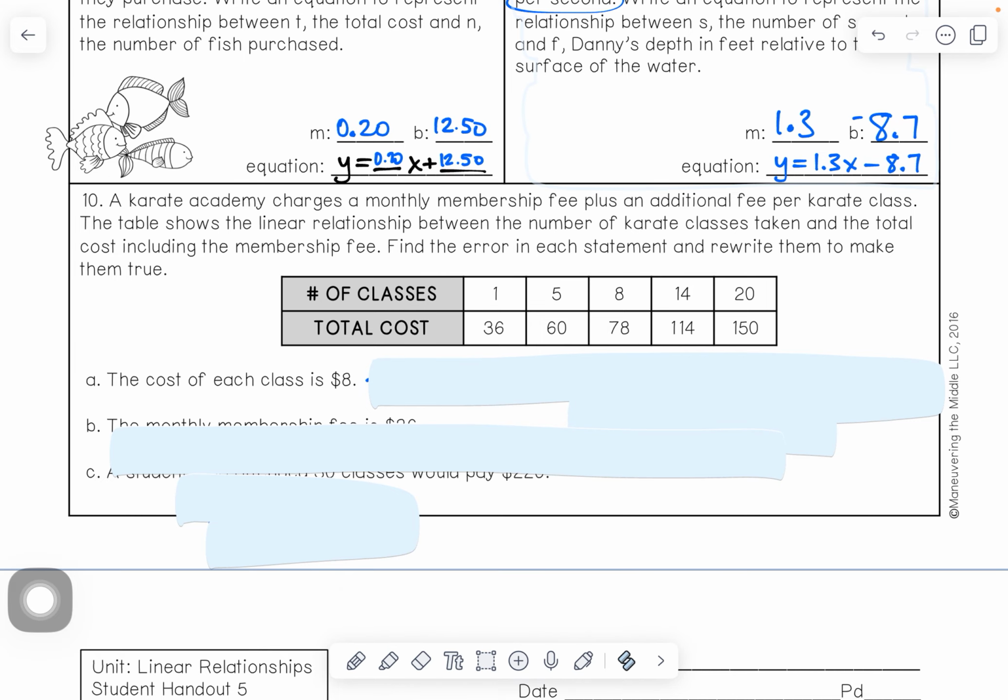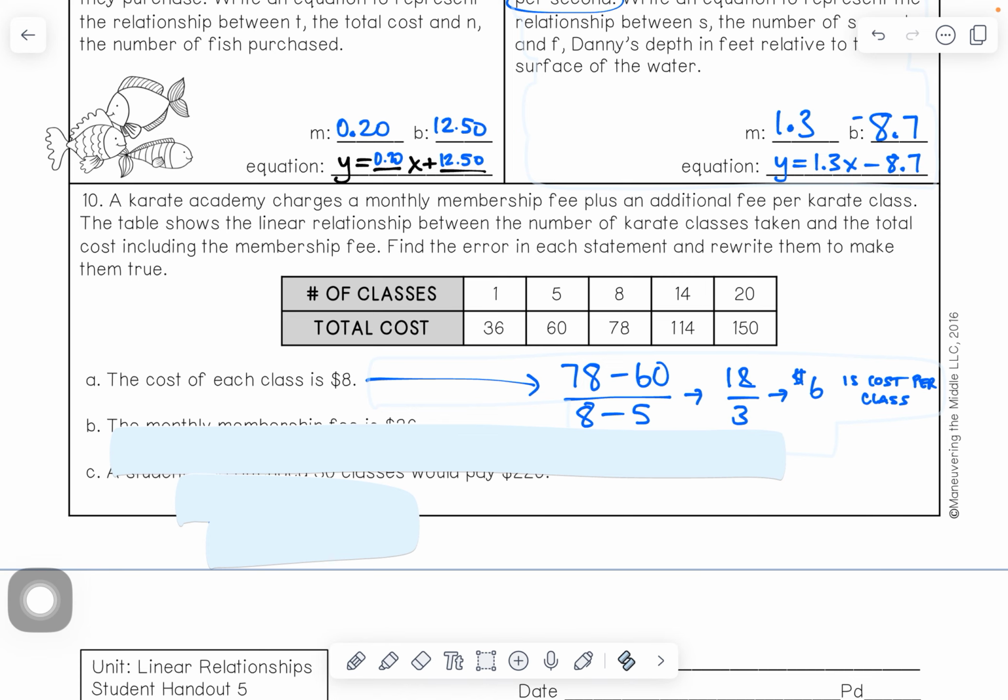All right, so let's go ahead and look. The cost of each class is $8. That requires you finding the slope. So if I do 78 minus 60, and then 8 minus 5, I get 18 over 3, which actually turns out to be $6 per class. So that would be false.